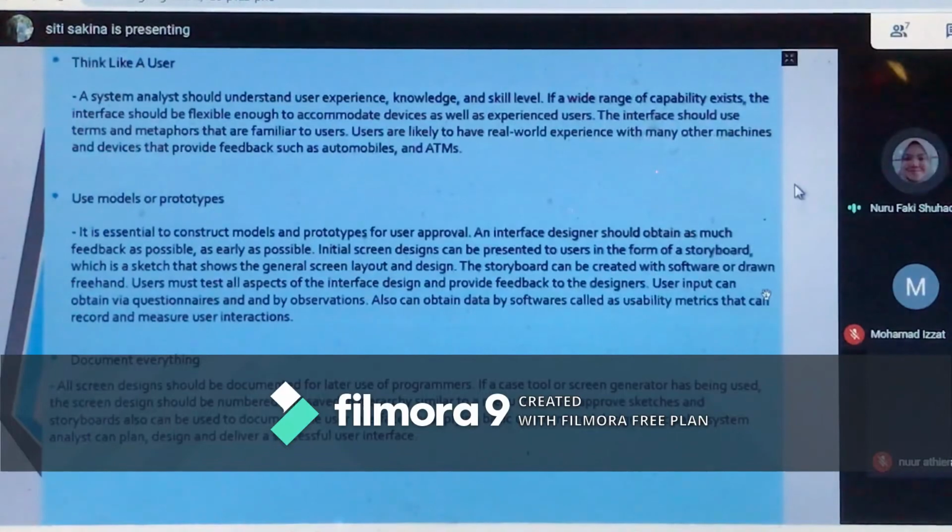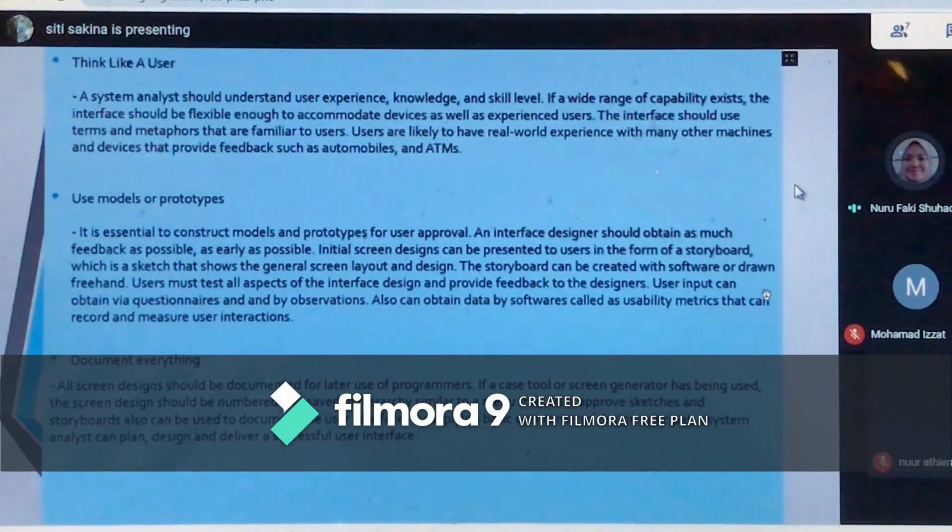The last one, document everything. All screen designs should be documented for later use by programmers. If a CASE tool or screen generator has been used, the screen designs should be numbered and saved in a hierarchy similar to a menu tree. User-approved sketches and storyboards can also be used to document the user interface.